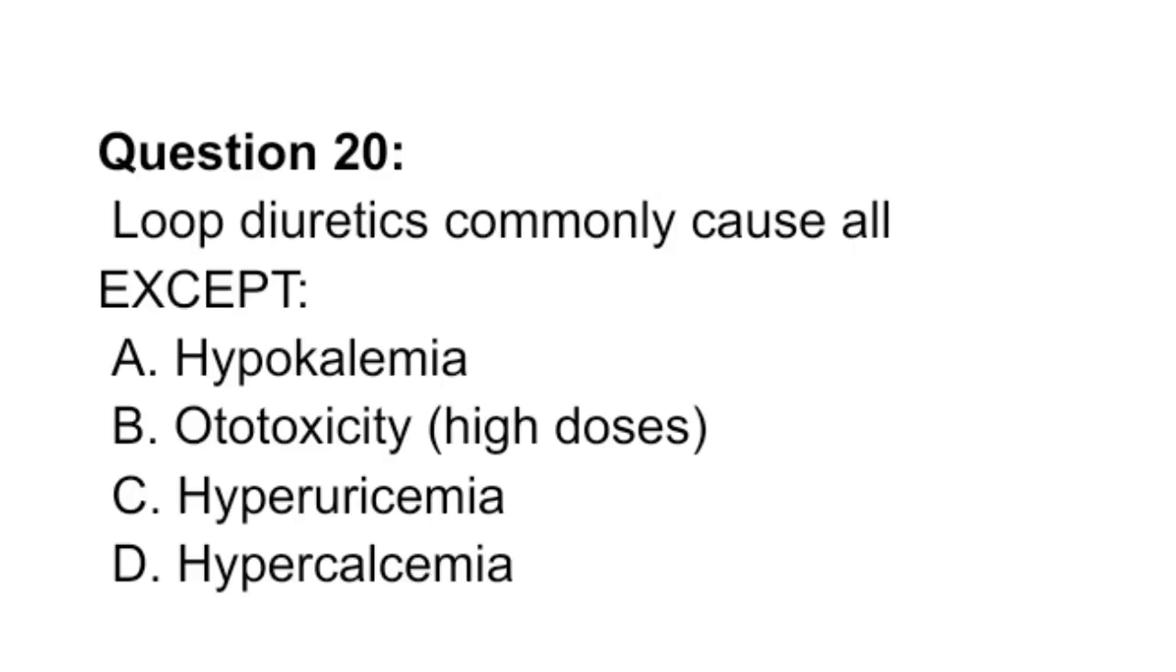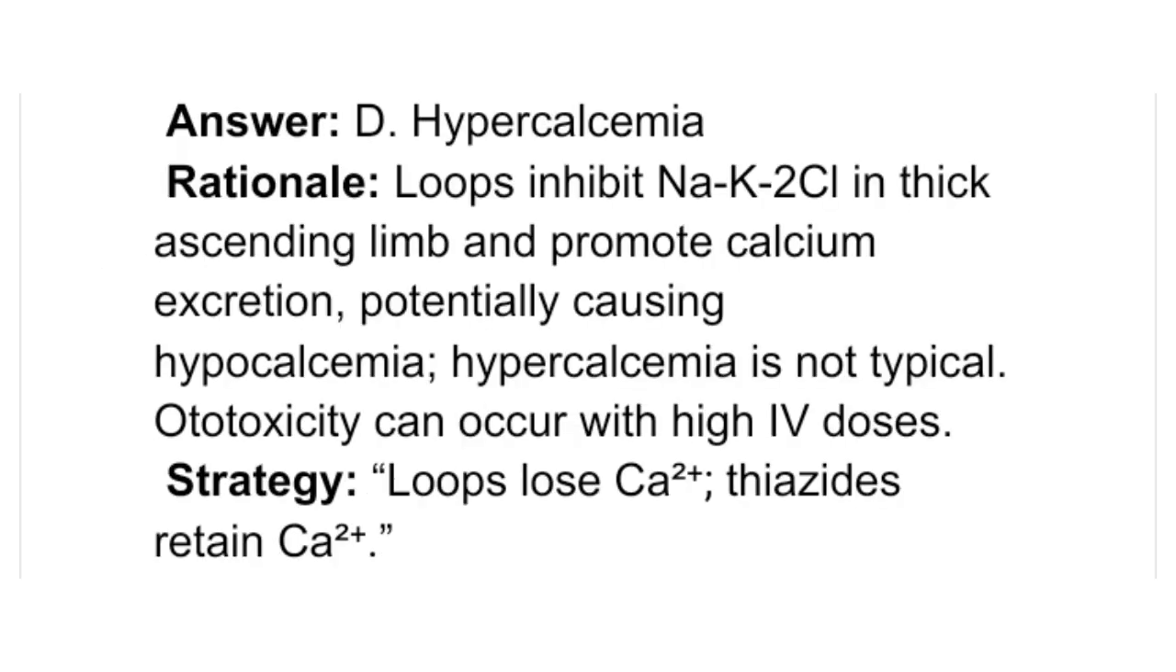Question 20. Loop diuretics commonly cause all except: A. Hypokalemia. B. Ototoxicity, high doses. C. Hyperuricemia. D. Hypercalcemia. Answer: D. Hypercalcemia.